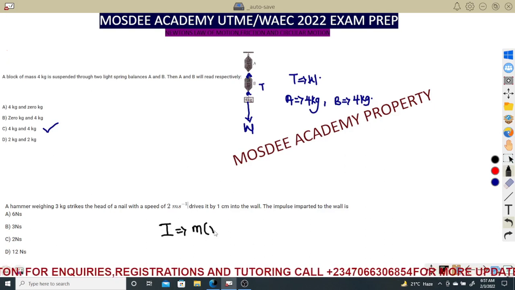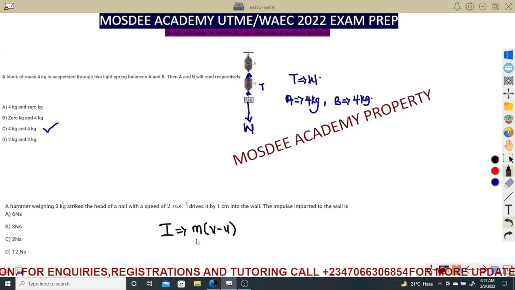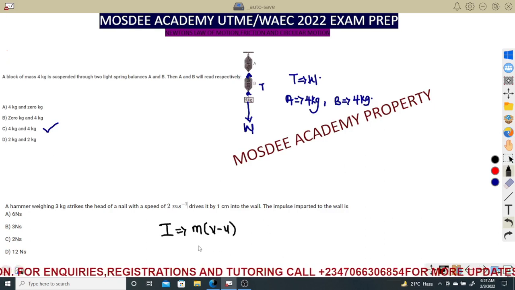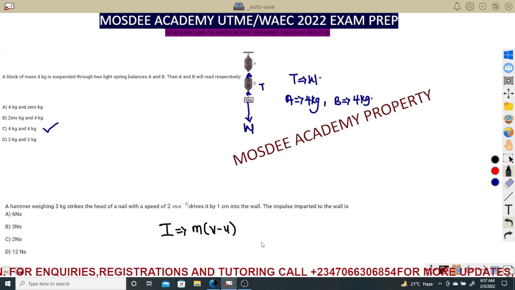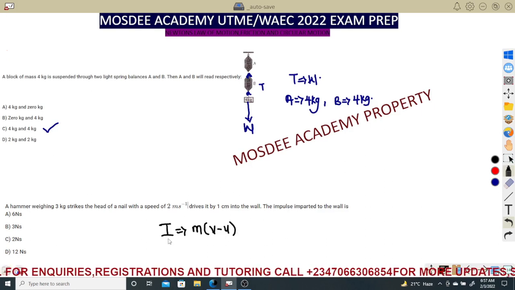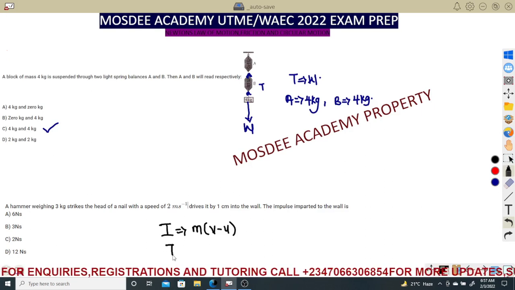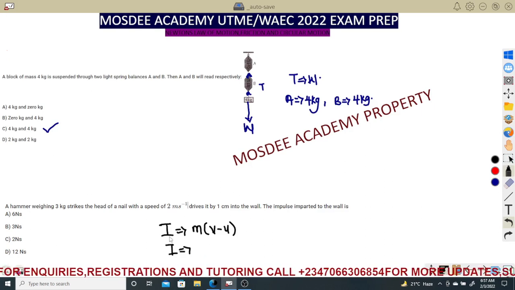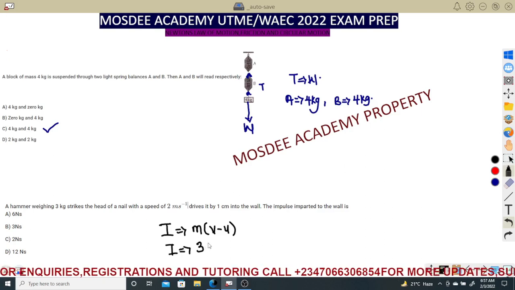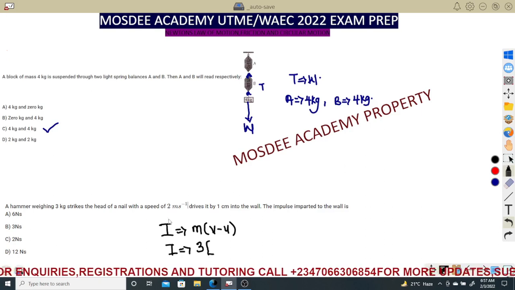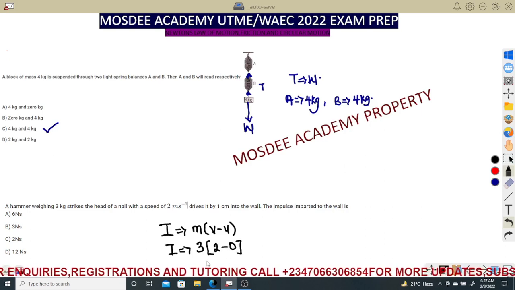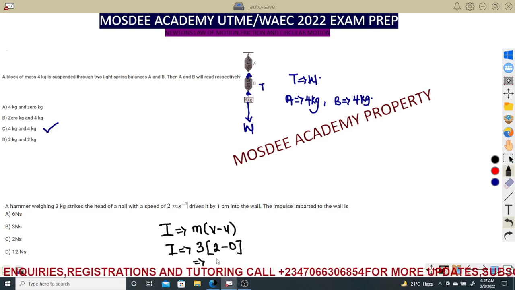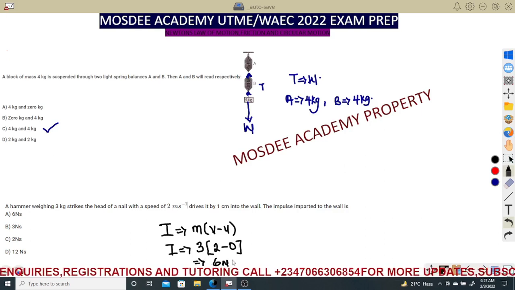Basically, you say mv minus u. The way you interpret it, there is a wall, then the final velocity will be 0 because the body is going to rest, it's coming to rest after it's in the wall. So we can just take it very simple. The impulse on the body is a simple question. The mass of the body was 3. The change in velocity of the body was 2 minus 0. So which is very simple to do. This is 3 times 2, that is 6 Newton per second.